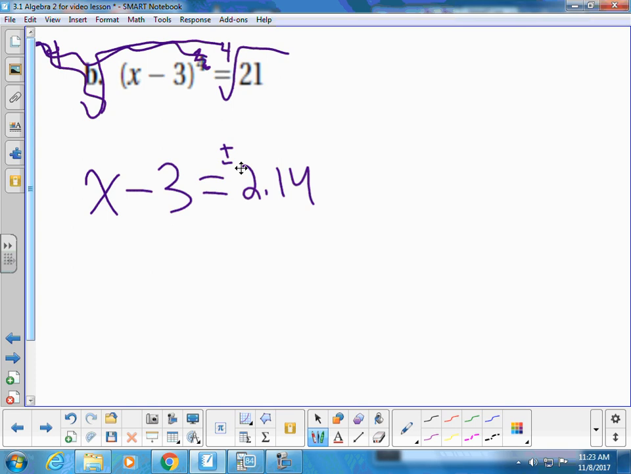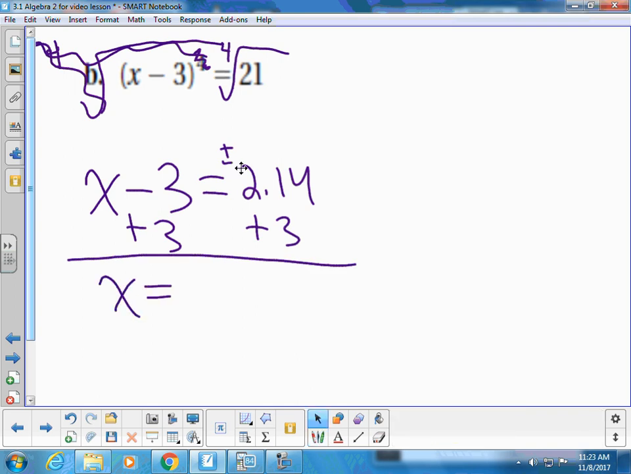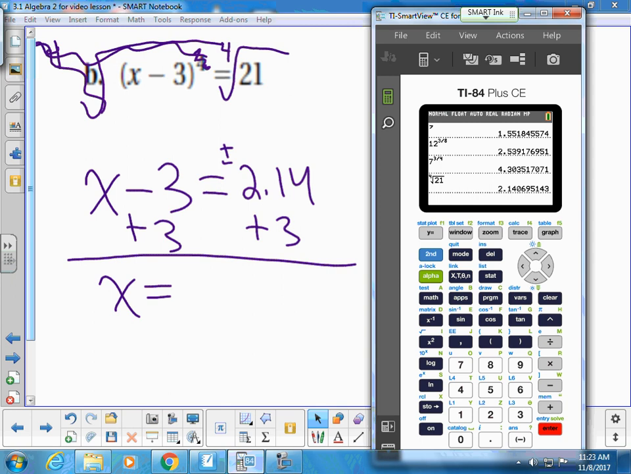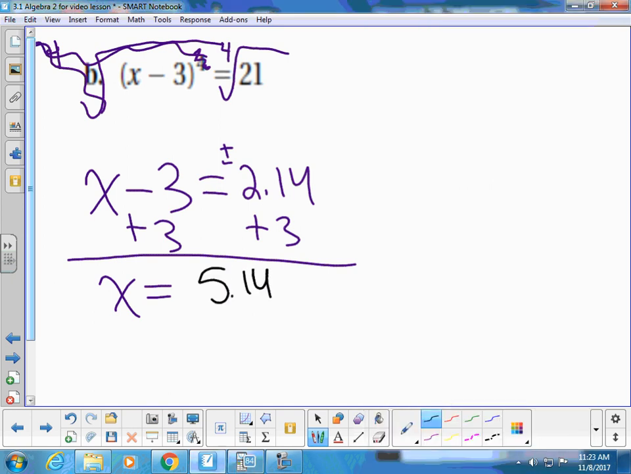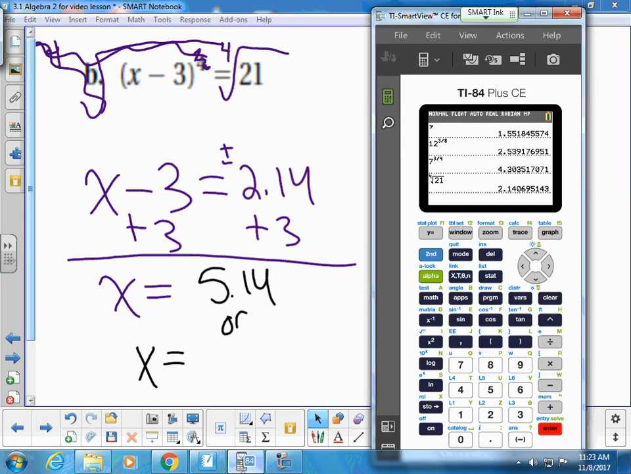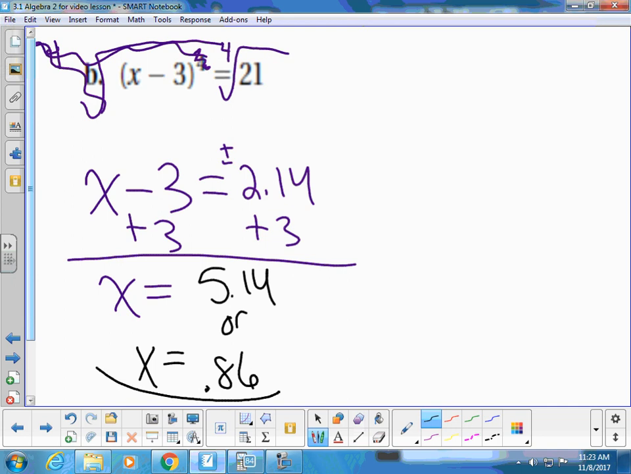Now, to finish off from here, we're going to move our 3 to the other side. Now here's where you really got to be a smart person. You got to think a little bit. We'll be taking a positive 2.14 and adding 3. You should be able to do that mentally. Positive 2.14 plus 3 is positive 5.14. But there's another solution, isn't there? We need to take negative 2.14 and add 3 to it. And that's going to give us our other possibility, 0.86. Alrighty? It's kind of similar to the quadratic formula where you have to have 2 final answers at the end.